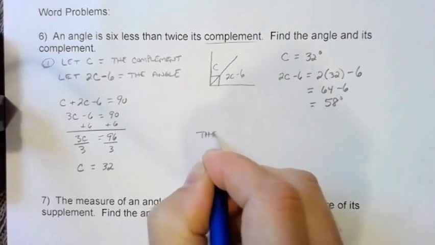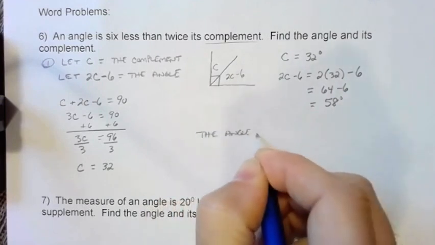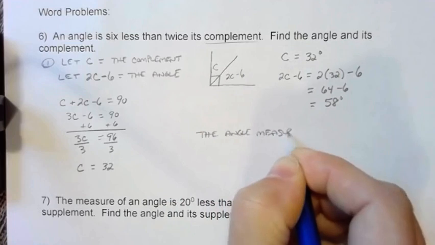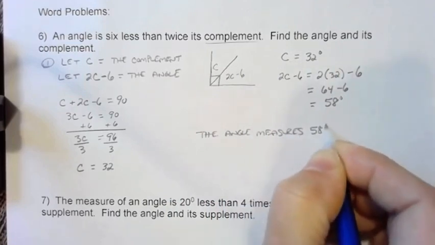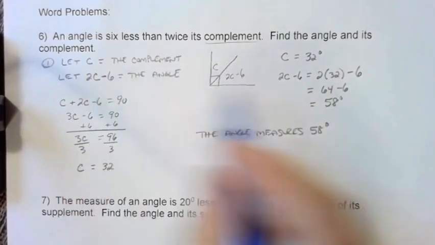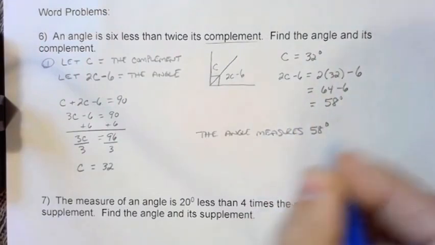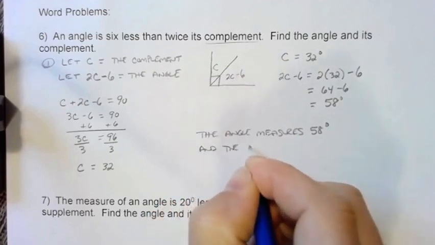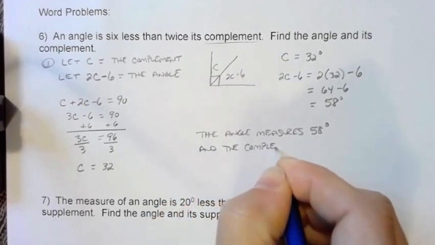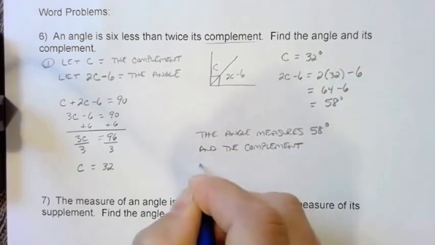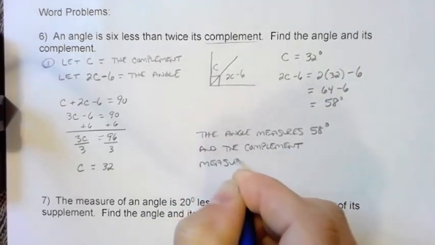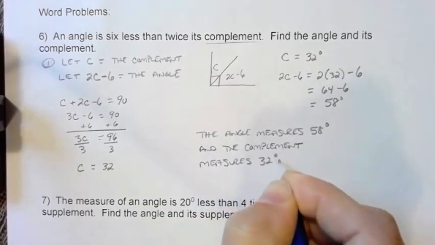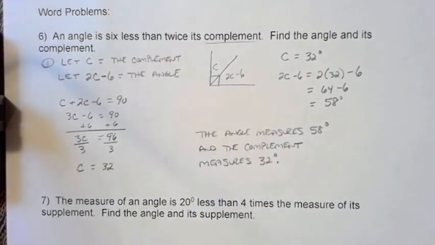So I now know that the angle measures 58 degrees. I know that because the angle itself was 2C minus 6, and I just calculated that. The angle measures 58 degrees, and the complement, which was the angle that I labeled as C, measures 32 degrees. And if I add 32 with 58, I'm going to get 90. That makes sense here because the two angles together have to add up to 90 degrees.